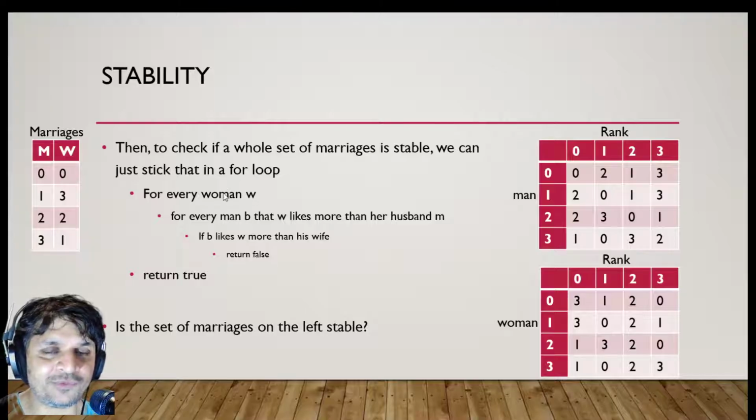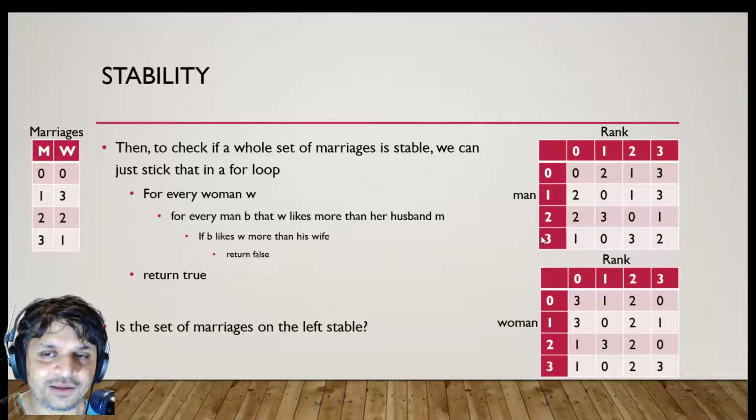So we said for every woman W, let's start with woman naught. Woman naught is married to man naught, who's her least favorite man, right? So we say for every man that she likes more than her husband, which is every man. Let's start off with man 3. Would woman naught run away with man 3? Well, only if man 3 would also run away with her, right?